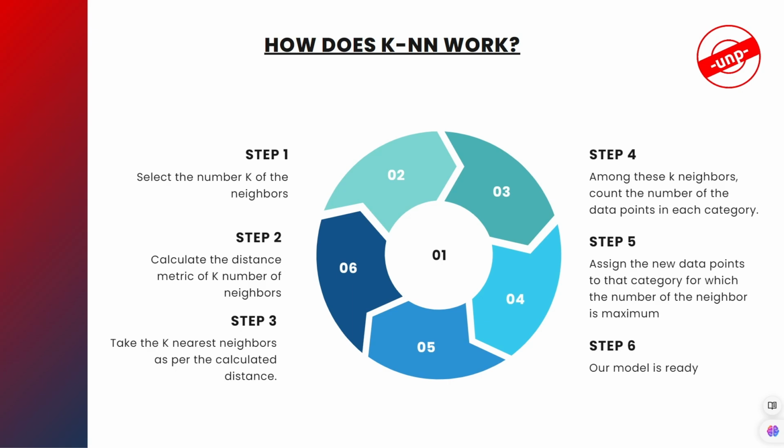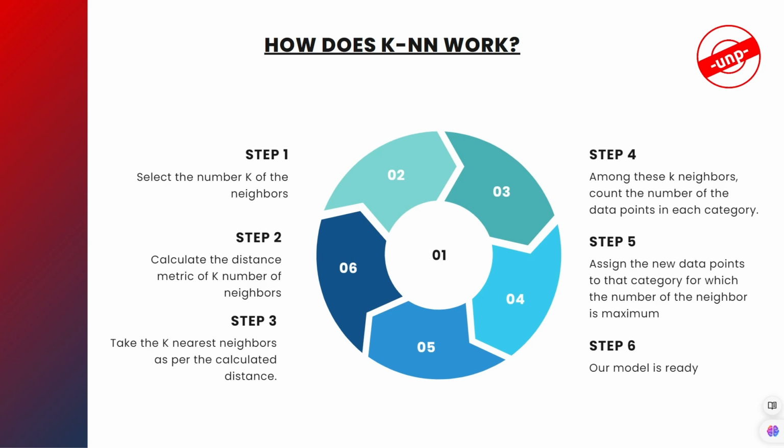Step 3. Take the K nearest neighbors as per the calculated distance, meaning identify the K data points that are closest to the new data point based on the calculated distances. Step 4. Among these K neighbors, count the number of data points in each category, meaning for each category, count how many of the K nearest neighbors belong to that category. Step 5. Assign the new data point to that category for which the number of neighbors is maximum, meaning the new data point is classified into the category which has the highest count amongst its K nearest neighbors.